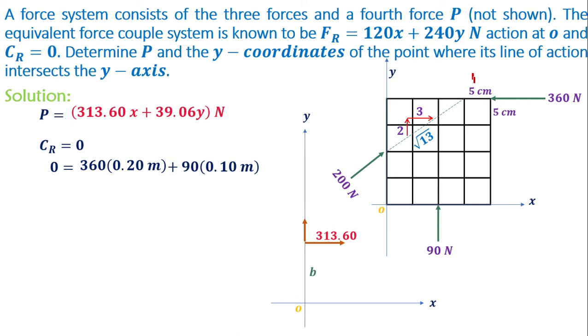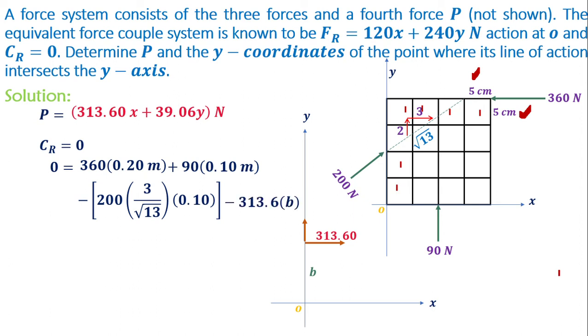Kasi guys ha, 5 centimeters kada isa, baka mamaya magtaka kayo, saan naman galing yung mga yan. Kasi di ba 1, 2, 3, 4. Oh, 0.20, centimeter siya. I-convert ko lang. So the other one is 1 and 2. Kaya 0.10. Okay. Next, minus 200. Oh, that is 203 square root of 13. That is 0.1. Okay. 1 and 2. Yan, di ba? Next, minus 313b.